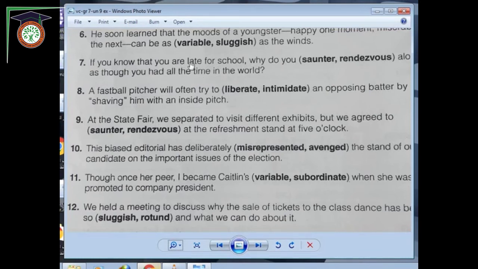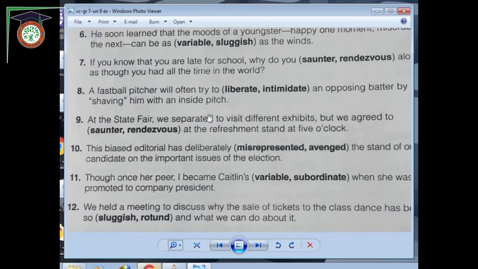When you are late, you should hurry up, right? But here, you what? As if you had all the time in the world. You have a lot of time. So it is what? Do you saunter, or why do you rendezvous? Yes, it is walk. Why do you walk as if you had all the time in the world? Slowly. Yes, that's it. Saunter as well.